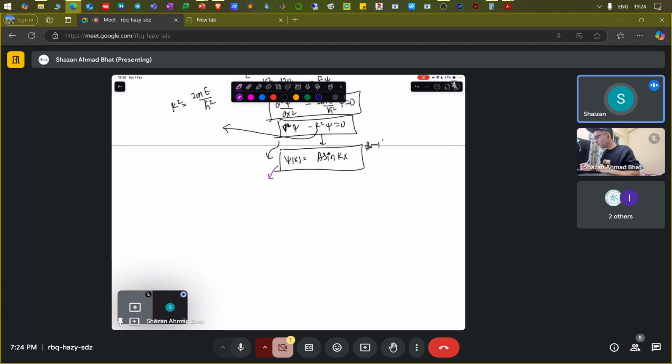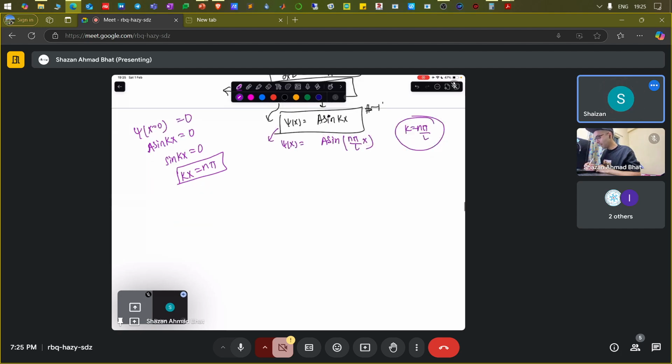When you use these boundary conditions, you get psi of x equivalent to A sine of n pi divided by L into x, where k equals n pi by L. Okay, that is the basic notion. So psi at x equals 0 is basically 0. That means A sine of kx is equivalent to 0. That means sine of kx is 0, that means kx equals n pi. At x equals L, the similar rule follows. So you can write kL equals n pi, so k equals n pi by L. So that is where it comes from.